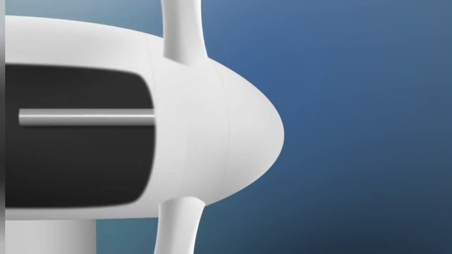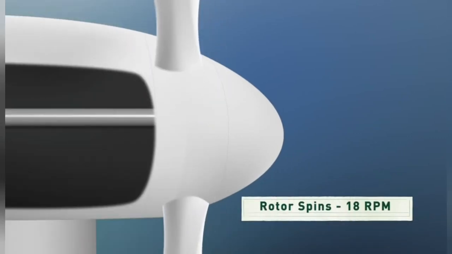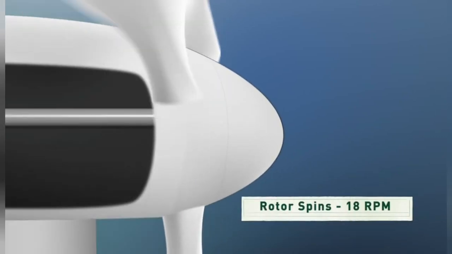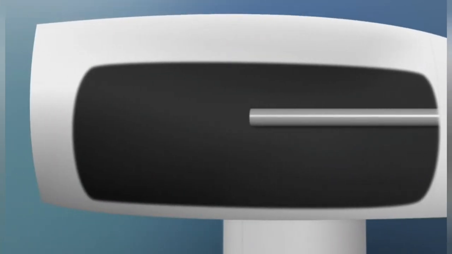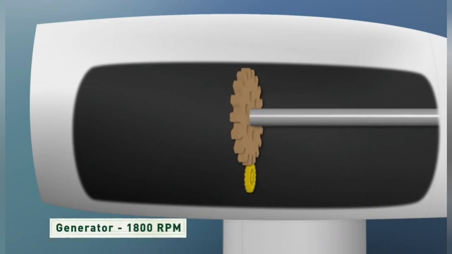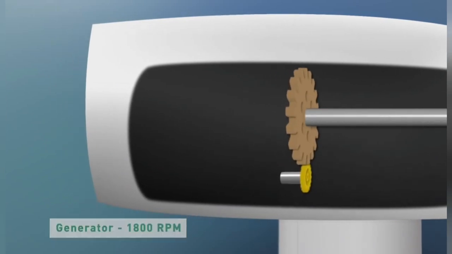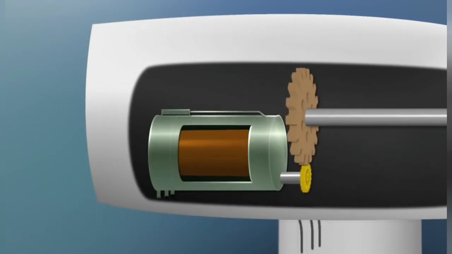Now, the blades are attached to a shaft, which only turns about 18 revolutions a minute. And that's not nearly fast enough to generate electricity by itself. So, the rotor shaft spins a series of gears that increase the rotation up to about 1,800 revolutions per minute. And at that speed, the generator can begin to produce electricity.